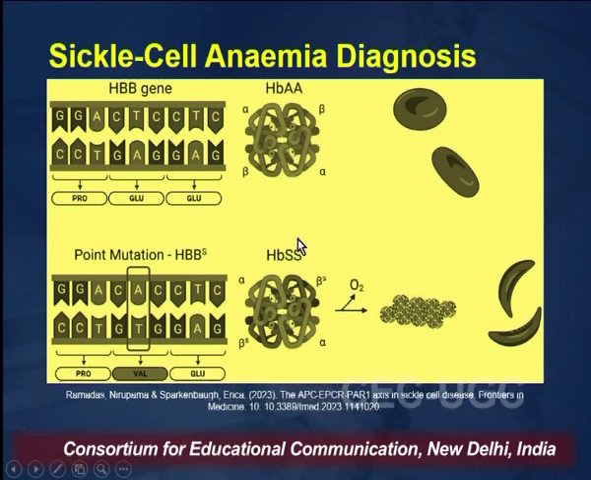Now, I will again look at the two different diseases, sickle cell anemia and cystic fibrosis, for the diagnosis using this ASO dot blot method.